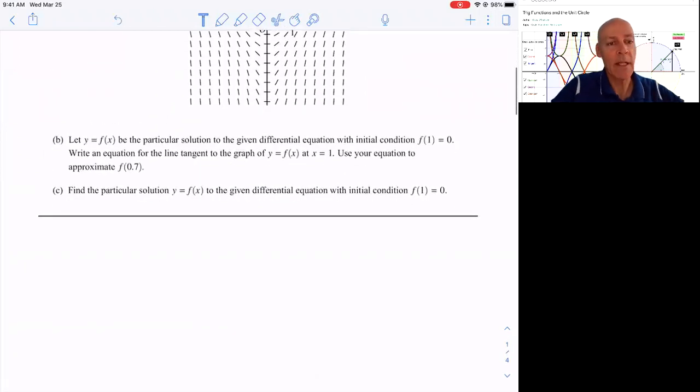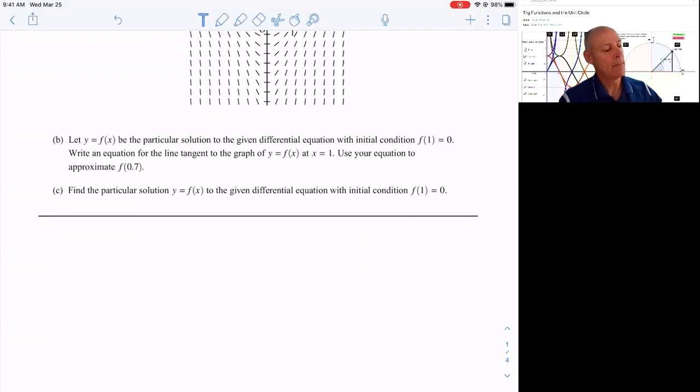And then in part B, it says let y equals f(x) be the particular solution to the given differential equation with initial condition f(1) equals 0. Write an equation for the line tangent to the graph of y equals f(x) at x equals 1. Use your equation to approximate f(0.7). And then in part C, find the particular solution y equals f(x) to the given differential equation with the initial condition f(1) equals 0.